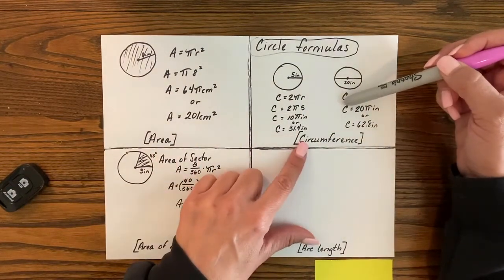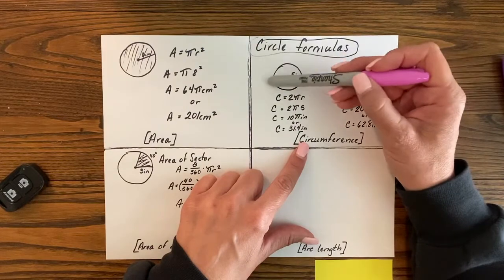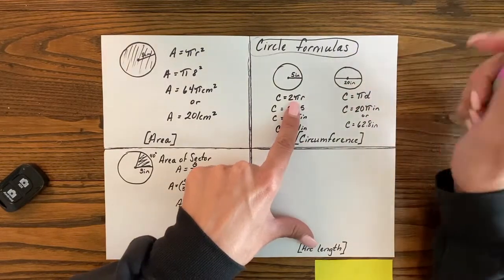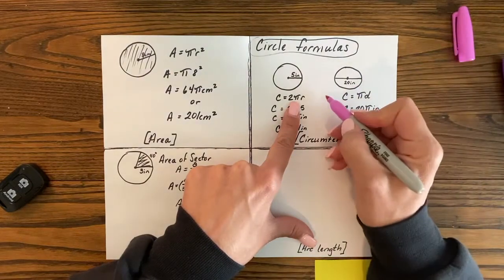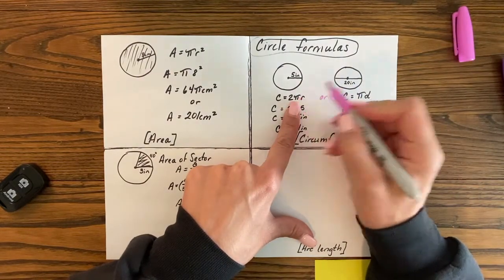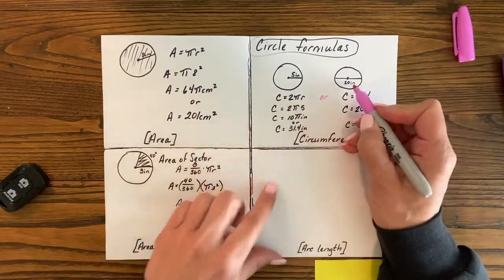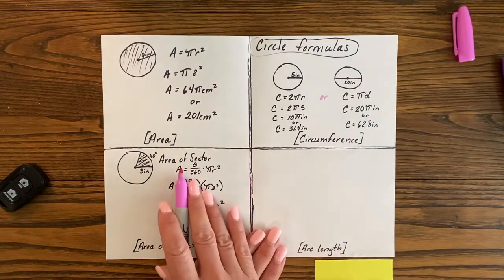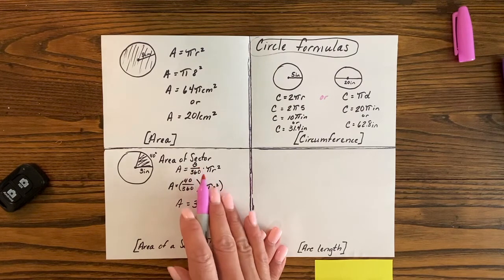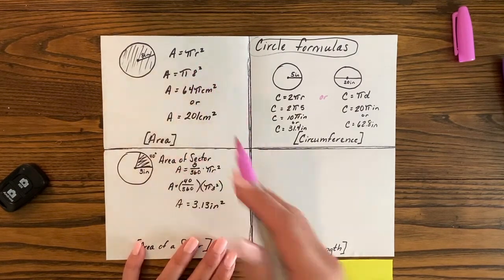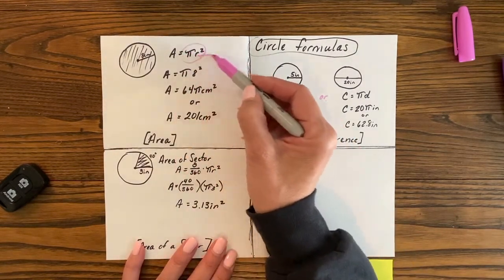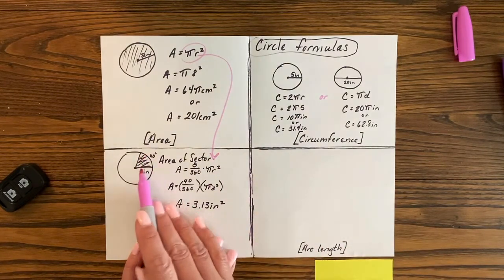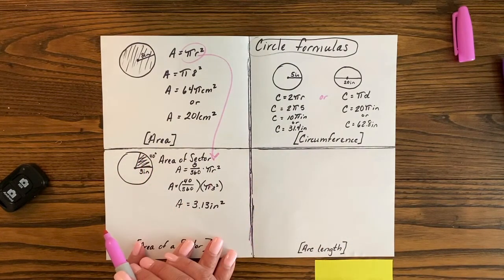Then we solved for our circumference. That was the distance around the circle. So here we had two formulas: 2 pi r using the radius, or pi d using the diameter. Then we added a third formula, which was area of a sector. This used our area formula in it, so pi r squared was in that formula. We found the area of a sector, which was inside that circle.